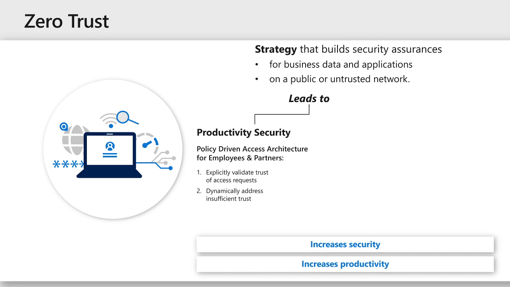But it's a strategy to focus on protecting those important business data and apps, very much aligned to the business and the mission, on a public or untrusted network, kind of acknowledging that reality of that kind of hostile network that we're on, because we don't have that safe firewall boundary around us anymore. We can't consider it safe inside of it.